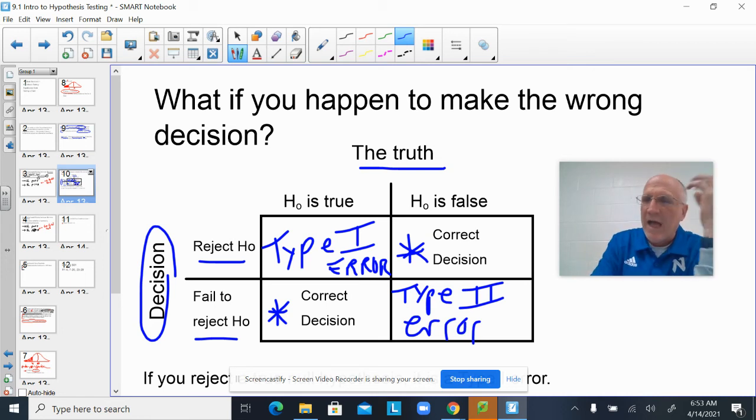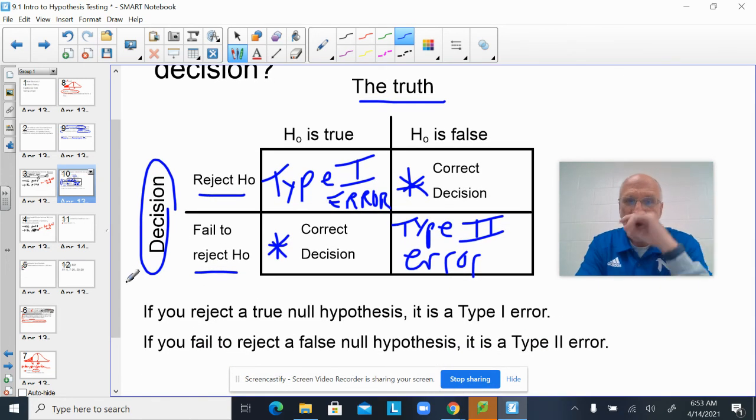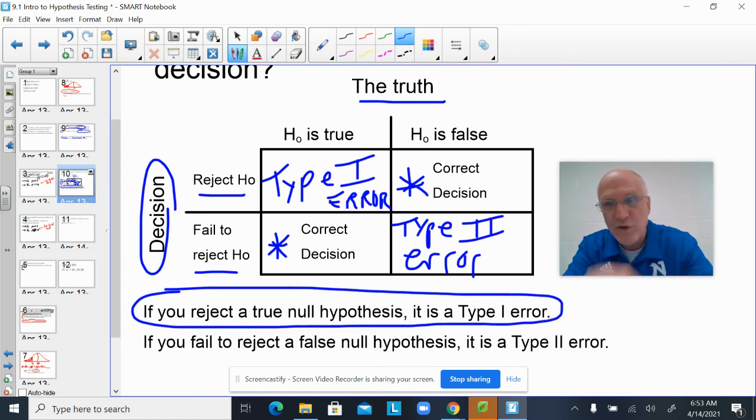And then the sentence that I have stuck in my head that helps you remember this, so you don't get it backwards, is this. The first one in particular. If you reject a true null hypothesis, that is a type 1 error. So if you can remember that sentence, you can figure out the other possibility, which is failing to reject a false one. But if you reject a true null hypothesis, that's a type 1 error.